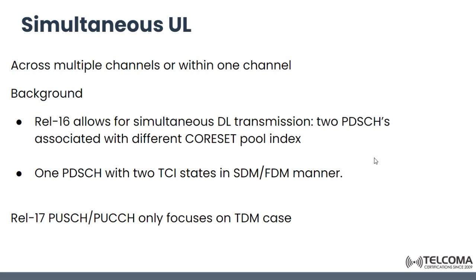Simultaneous uplink. This is across multiple channels or within one channel. Now what happens is that release 16 allows simultaneous downlink transmission. That means two PDSCH associated with different CORESET pool indexes, or one PDSCH with two TCI states in an SDM or FDM manner. Release 17 PUSCH or PUCCH only focuses on the TDM case.